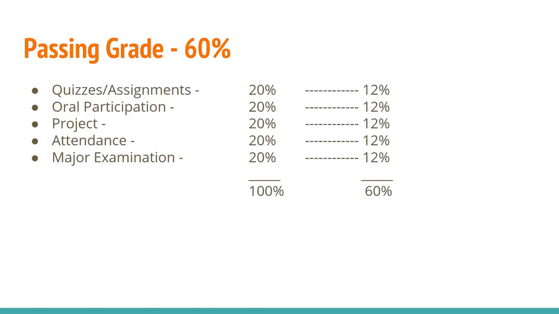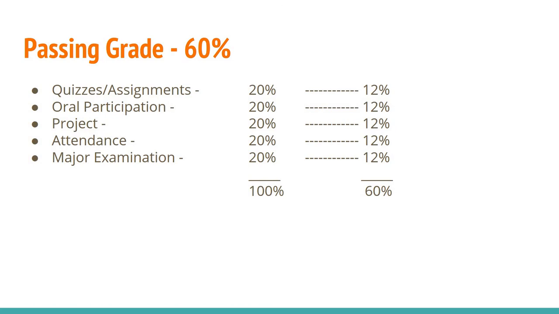But in the passing grade, we cannot be flexible. That is really our passing grade. For the quizzes and assignments, it will be 20% of your overall grade. Oral participation, 20%. Project, 20%. Attendance, 20%. Major examination, 20%. But since we are flexible with attendance, attendance will be lowered in percentage, or not considered in the percentage. Anyway, this is the breakdown of the grading system.